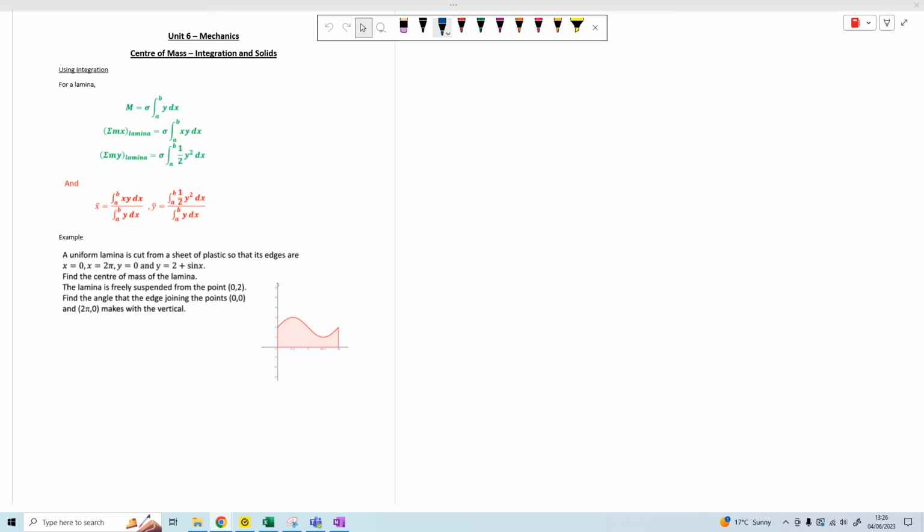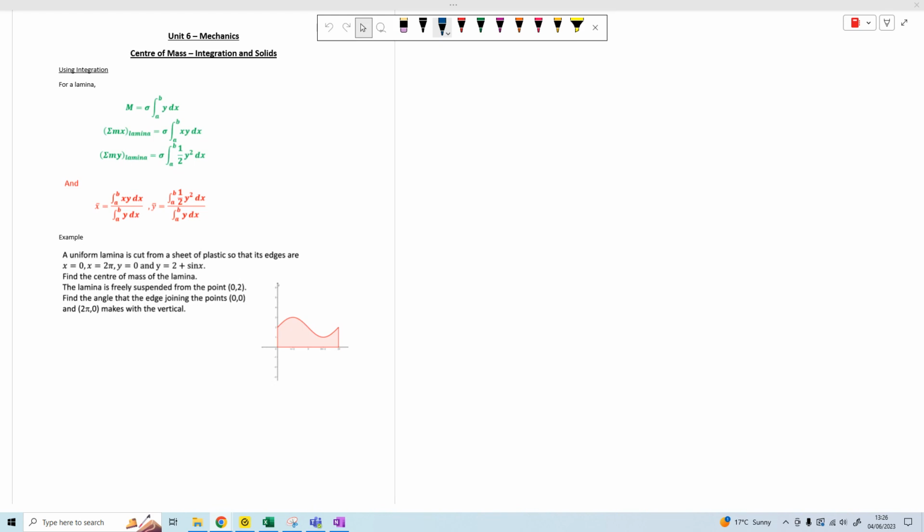Okay, so for the next couple of videos, we're going to look at the center of mass for integration and solids. In the previous section, we looked at the center of mass of laminas, and how we can use some of their shapes and their properties to find the center of mass. Now what we're going to look at today is the integration method, for a lamina still.